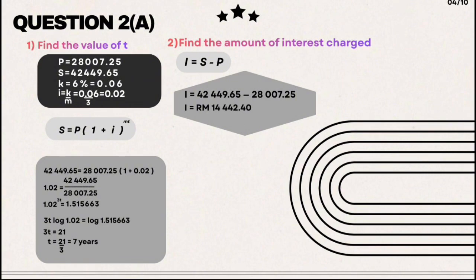To find the total amount of interest charged, we subtract the principal from the maturity value, which results in a total interest amount of RM 14,442.40.